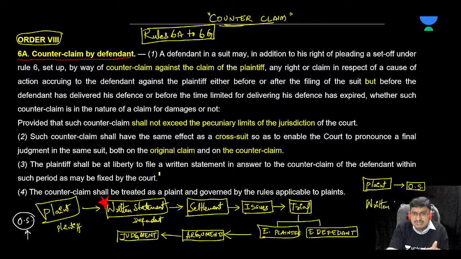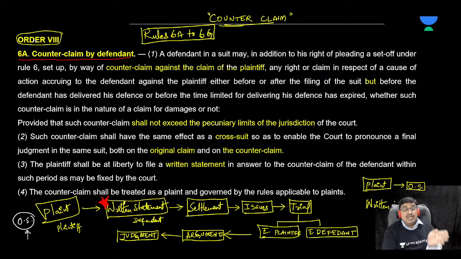the plaintiff shall be at liberty to file a written statement in answer to the counterclaim of the defendant within such period as may be fixed by the court. Here, first the plaintiff files a plaint, thereafter a written statement, that is a counterclaim by the defendant. For the counterclaim, in order to deny certain facts in the counterclaim, a plaintiff can also file a written statement to the counterclaim of the defendant. This is the title of his written statement, friends.